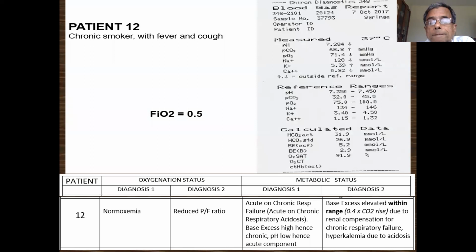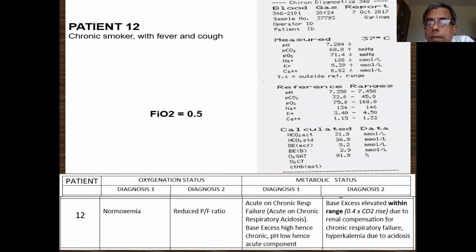Patient 12. Oxygenation is appropriate. PF ratio is low. It's on 50%, 0.5 FiO2. Metabolic diagnosis: he is a chronic smoker, probably COPD. So he's got some amount of chronic respiratory failure because he's got a metabolic alkalosis, because he may have chronic carbon dioxide retention, on top of which his pH has become acidotic. So he's got an acute and chronic respiratory acidosis.